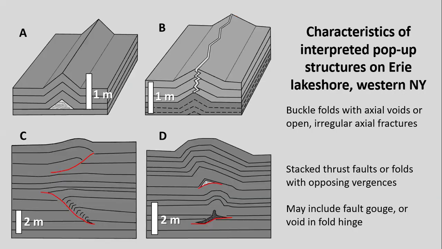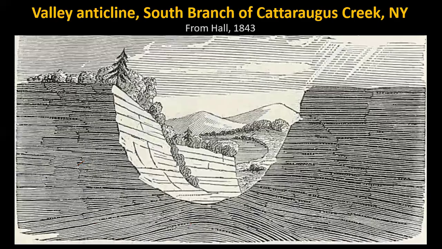The lakeshore structures, well exposed in cross-section, helped Bob and me think about recognition criteria for pop-ups: having a void or an irregular axial fracture in a buckle fold, and stacked thrust faults with opposing vergences, which can have gouge. And at Ripley Beach, there's fault gouge below the fold with a very different overlying fold, clearly a shallow-formed post-glacial feature with no tie to deeper structural roots. Shallow-formed pop-ups occur in valleys, too.